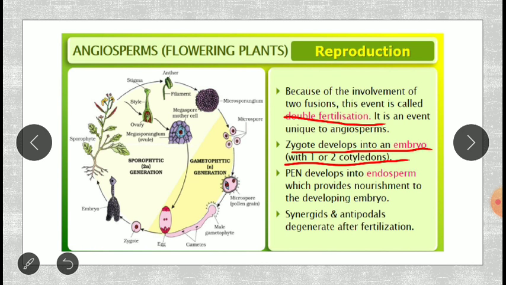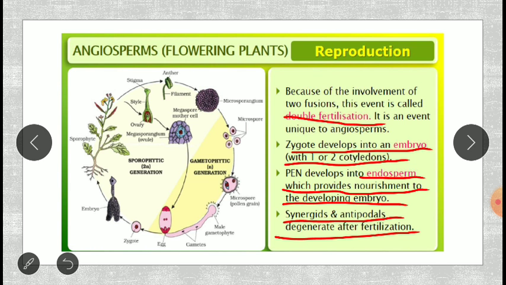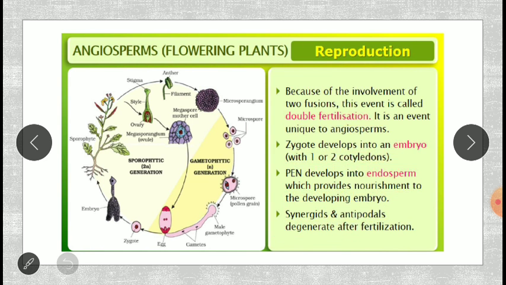But this triploid primary endosperm nucleus now develops into endosperm, which provides the nourishment to the developing embryo. That is nothing but your fruit. Fruit is going to be present over the seed to provide the nourishment to the developing seed. So the synergids and the antipodals are going to degenerate after the fertilization.